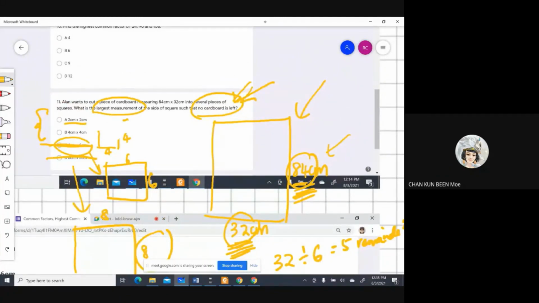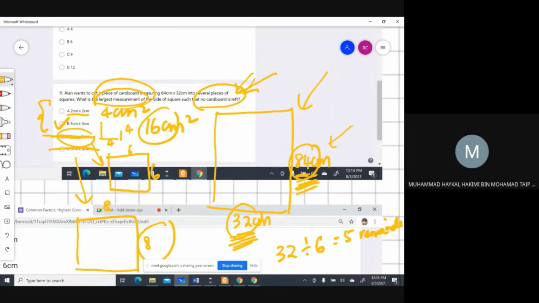When you compare, 2 by 2 is 4 square centimeter. 4 by 4 is 16 square centimeter. So for the largest measurement, of course, you are going to choose the bigger one. Therefore, the answer is 4 by 4 centimeter. Understand, class?